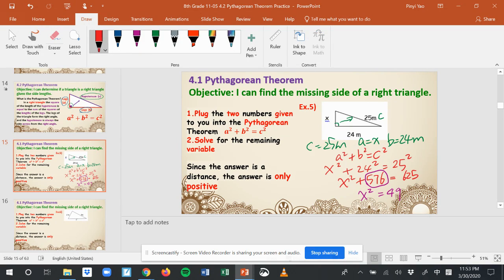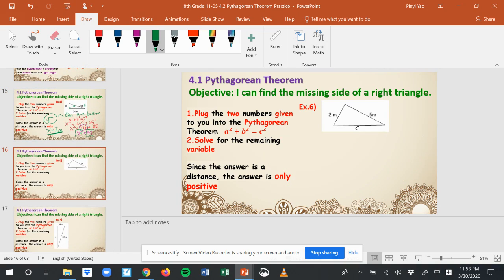Okay. And after that, we still need to solve for x. And this is where a lot of you might have forgotten what we learned. So whenever we see the square, in order to get rid of it, we need the square root, which is the squiggly thing. So square root on both sides. If you type in your calculator, square root of 49, that's got to give you x as 7 meters. That is our final answer. Okay, that's the first one.